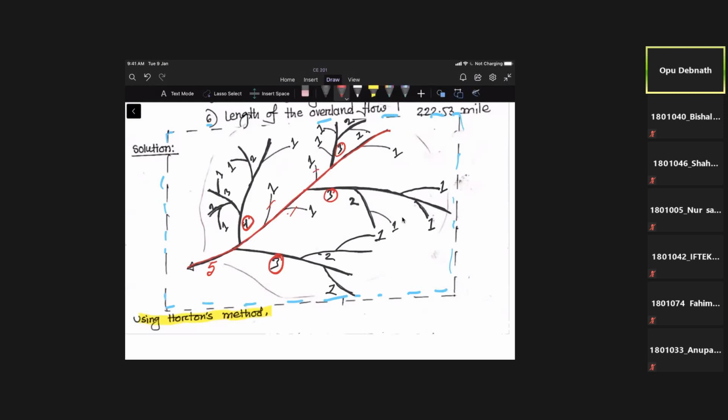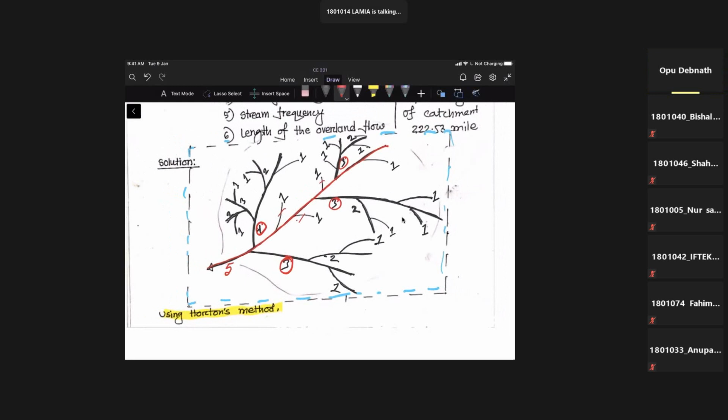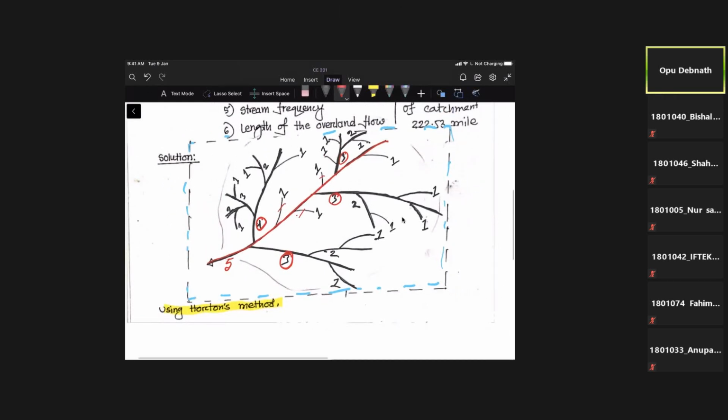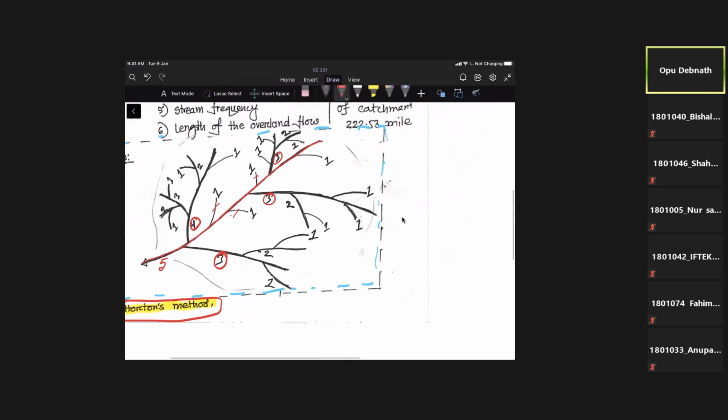Yeah, you can use any methods, but for this specific problem we are using Horton's method. But if the question asks you to solve the problem by using Strahler's method, then you can go for that method. The basic difference will be in this summation.